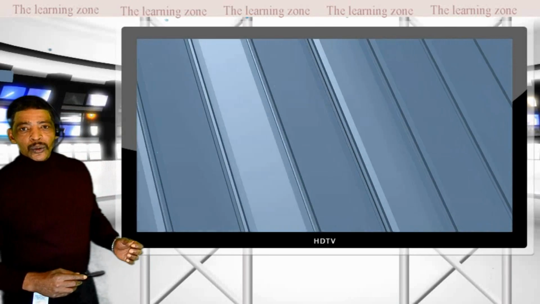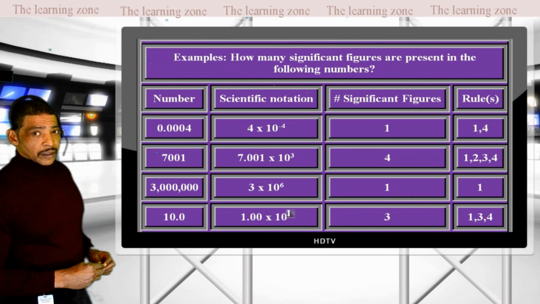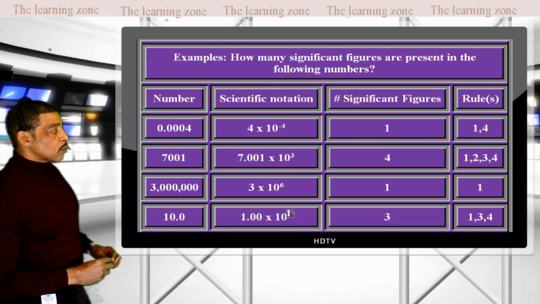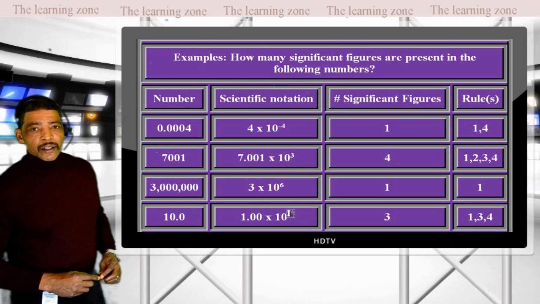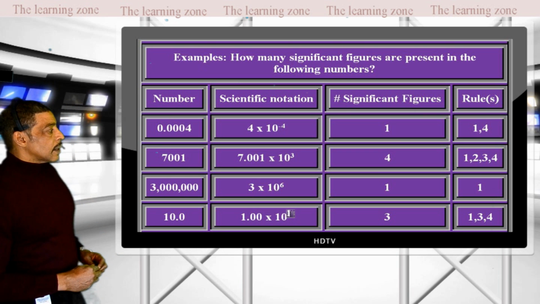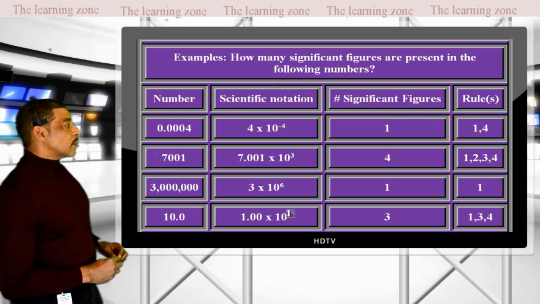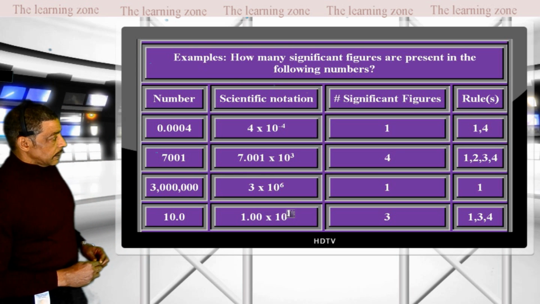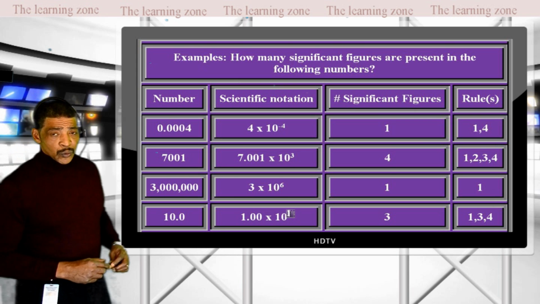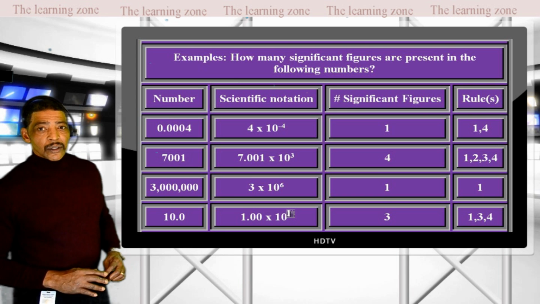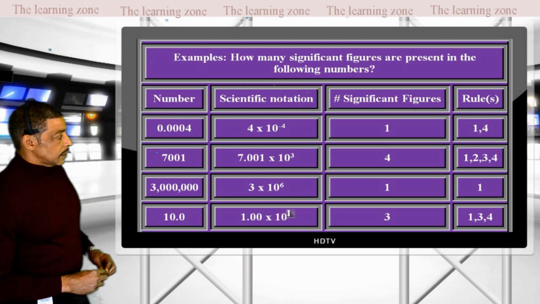Suppose you are to report a measurement using scientific notation. This is how it's done. 0.0004 may be rewritten in scientific notation as 4 times 10 to the minus 4. This measurement contains 1 significant digit. 7,001 may be rewritten as 7.001 times 10 to the 3. This measurement contains 4 significant figures. 3 million may be rewritten as 3 times 10 to the 6, but because there is no decimal point, the trailing zeros are not significant. This measurement contains 1 significant figure.